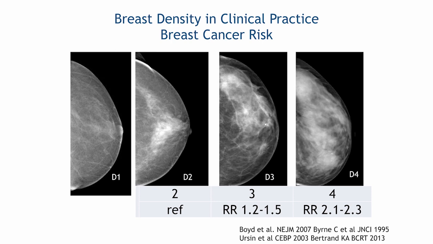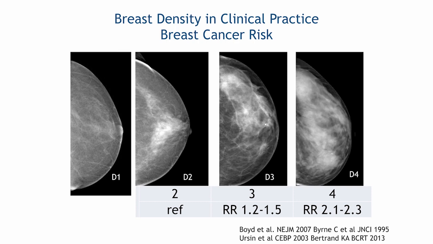And that risk is if you compare women in the density 4 to the density 1. So compared to a woman with completely fatty breasts, a woman with extremely dense breasts has an increased risk of breast cancer that, if you're reading in the literature, they might say it's 4 to 5 times higher. But again, that's comparing the 2 extremes. Most women, as we said, are in the middle. Most women are in this 2 to 3 range.